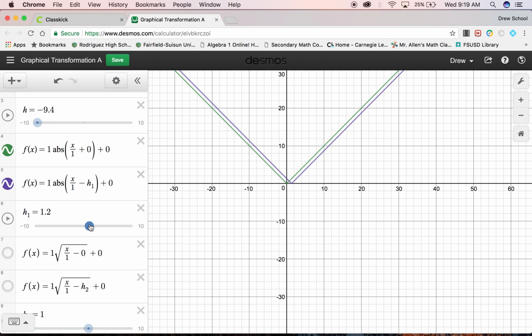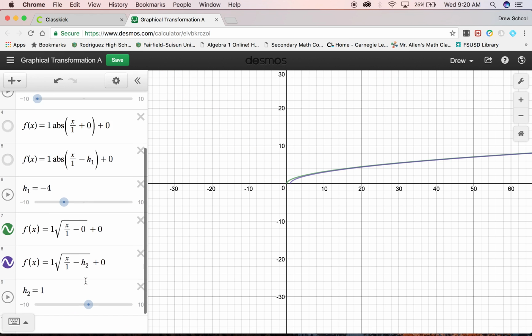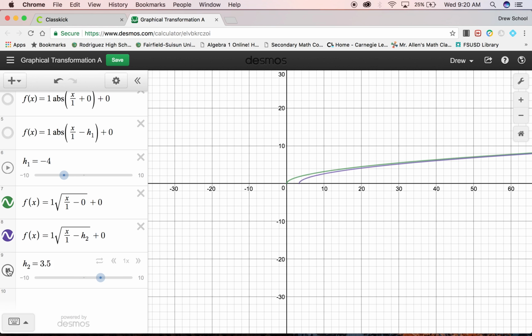And the same idea here, if we rewrote this equation, it would be 1 times the absolute value of x minus 1 plus 0. If we wrote this equation right here, it would be 1 times the absolute value of x plus 4 plus 0. So the same happens with the absolute value, and we'll notice the same happens with the square root values. As it's minus a number, it moves to the right, and if it's plus a number, it moves to the left.